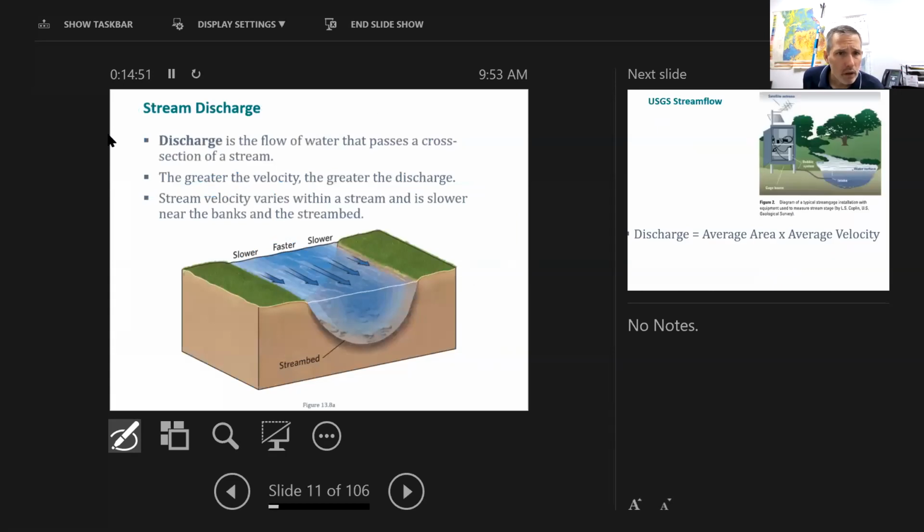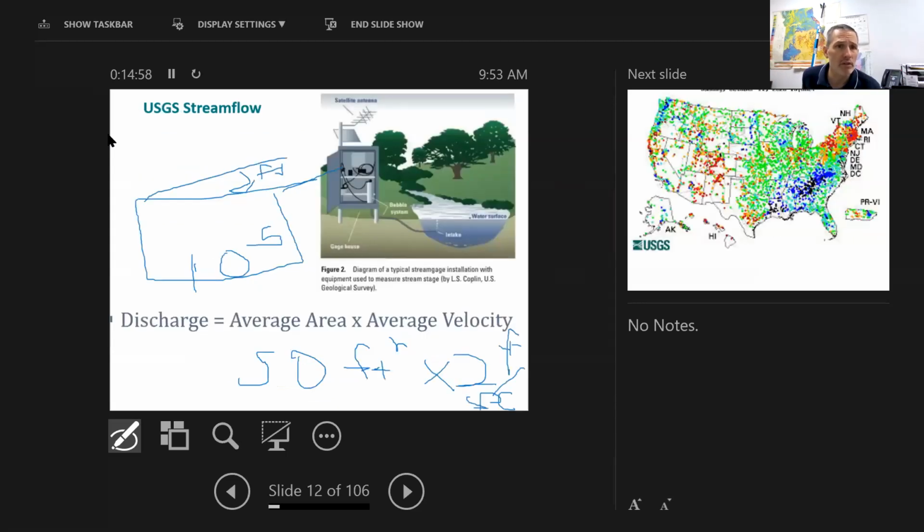So when we start looking at rivers, the greater the velocity, the greater the discharge. If the river were to double in speed, you get more water out. The other thing that you can do is increase the area. And so if you have a river that overflows its banks, it's going to really increase the cross-sectional area.